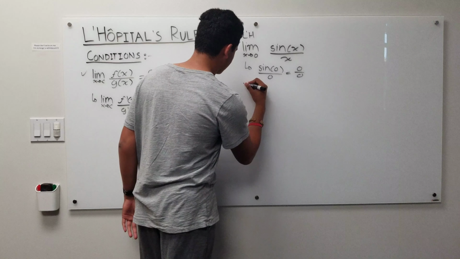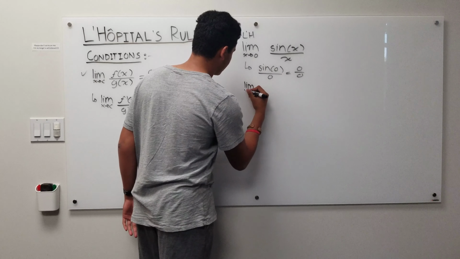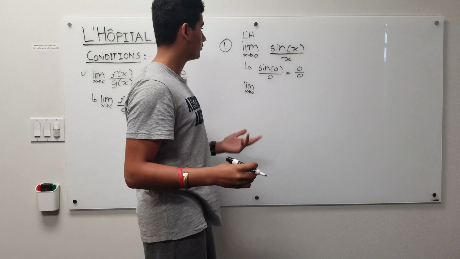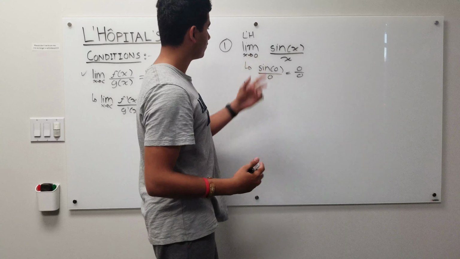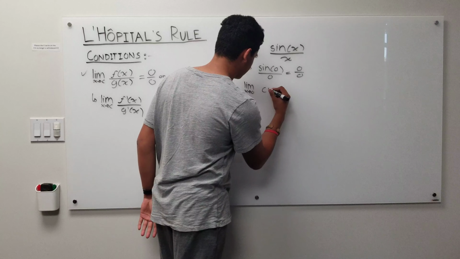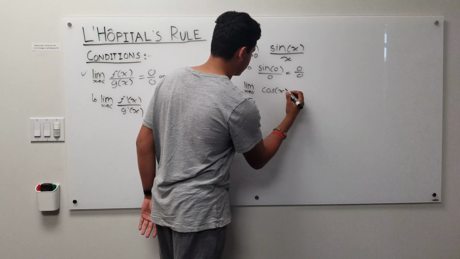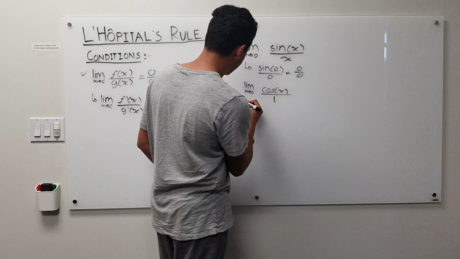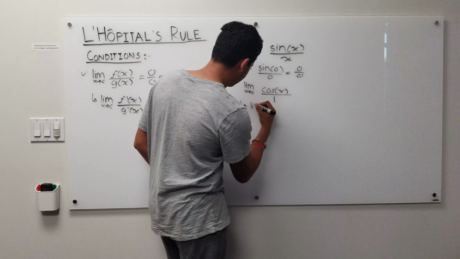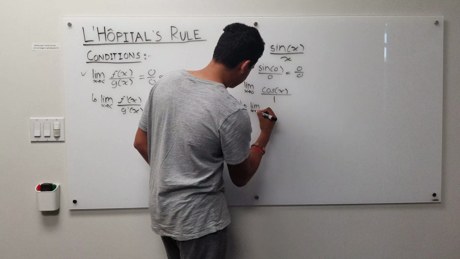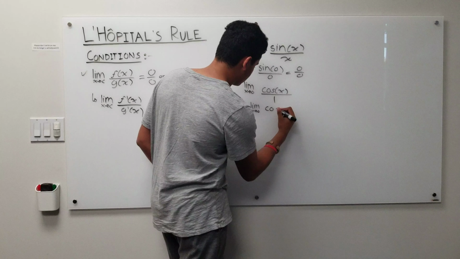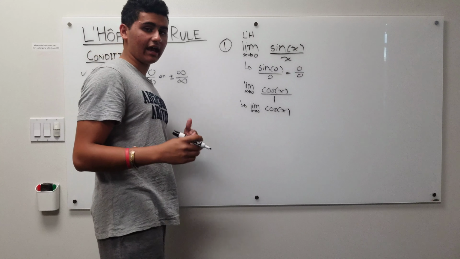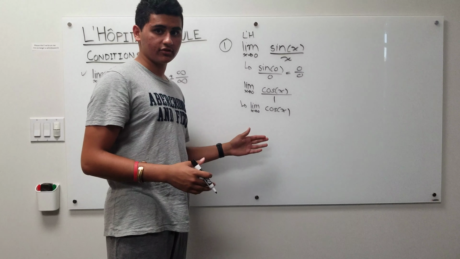So what's going to happen, we're going to write, because remember, nothing changes about this, limit as x approaches 0 of the derivative of sine x. These are common trigonometric derivatives that you should know. The derivative of sine x is cosine of x, and the derivative of x is 1. And if you were to simplify this, this would become limit as x approaches 0 of cosine of x. Now, after you use L'Hopital's rule, you have to use direct substitution.